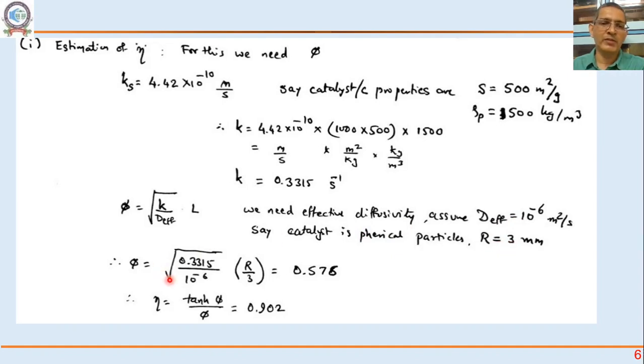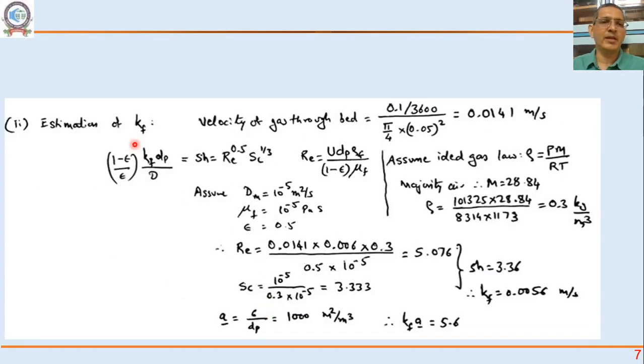So phi would be the square root of K over diffusivity, and L is now R by 3. With a 3 millimeter radius, 3 by 3 is 1 millimeter. Take care of units: effective diffusivity is in meter square per second, and R is in millimeters. So phi would be 0.576 and eta would be 0.902.